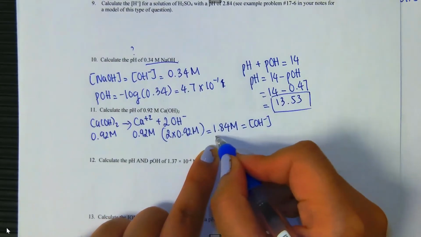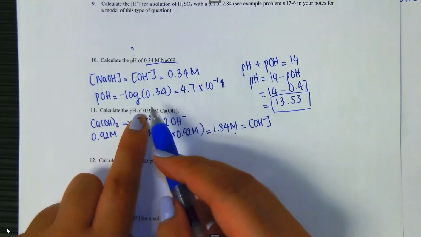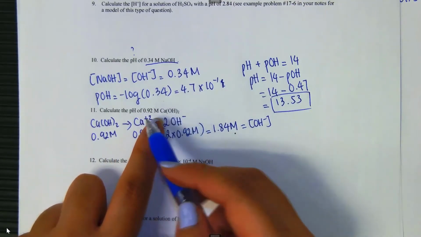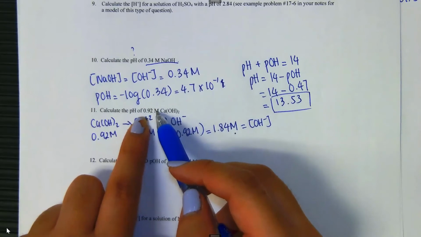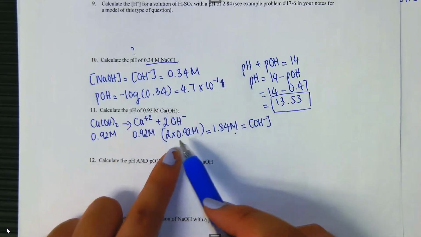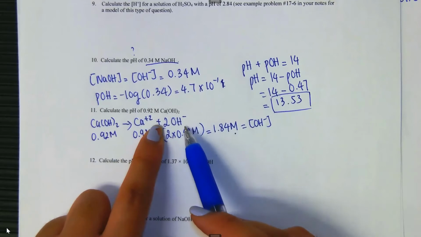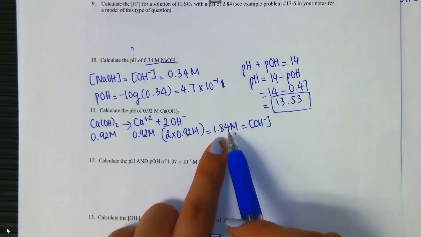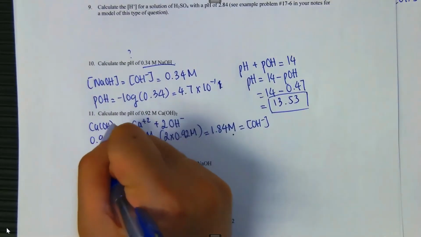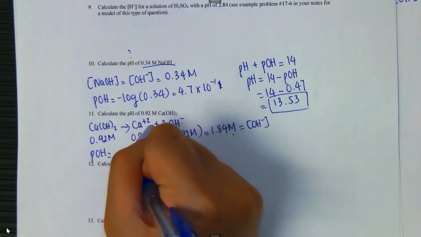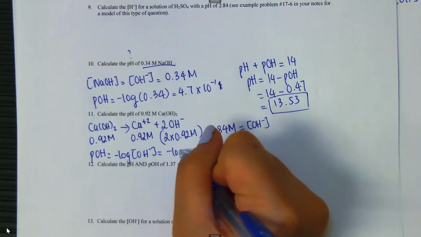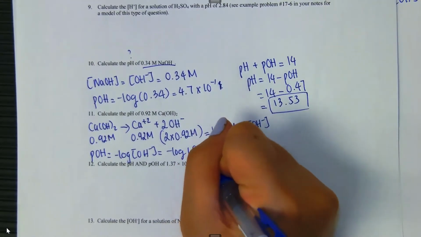Okay, this number, not whatever number this is. So this is a situation where you cannot just take the negative log of this number and call it a day for your pOH. You have to multiply it by 2 because there are 2 hydroxide in the solution. Now, after we got to this point, let's go ahead and plug this into our pOH. So pOH is negative log of OH minus, negative log of 1.84.